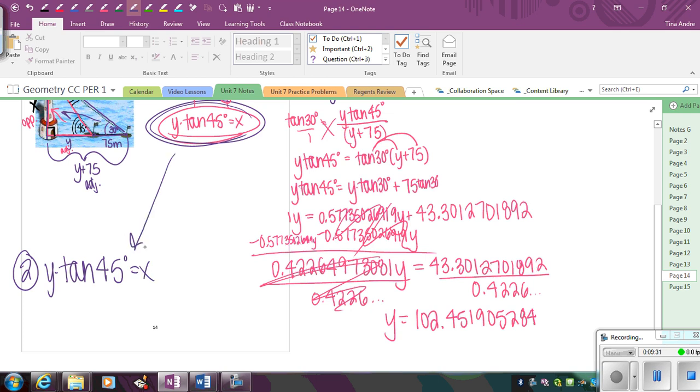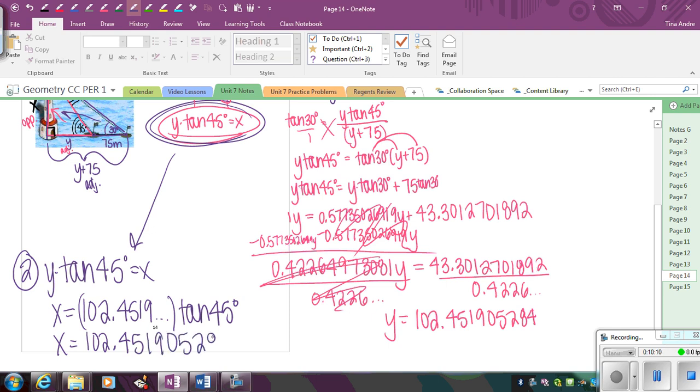So I'm going to use this. So that means x is going to equal 102.45. Again, I'm just going to kind of cheat a little here, put dot, dot, dot, times tan of 45. So I'm plugging that in. So in my calculator, using that entire value, times tan of 45. And we end up with 102, the exact same thing because tan of 45 is 1. So 102.451905284.